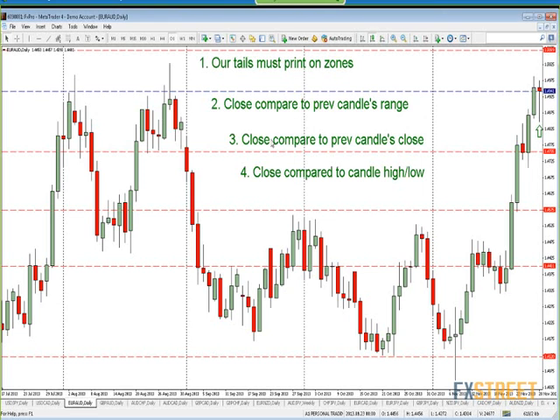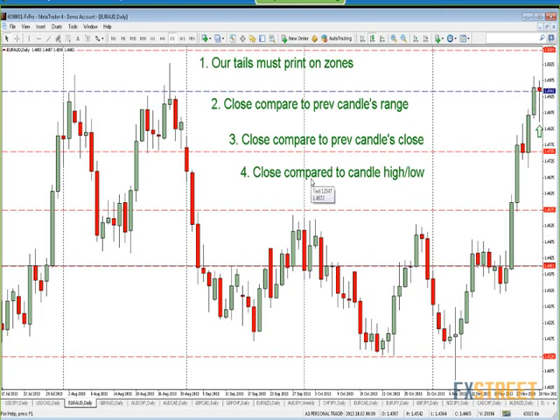Check. How does the close compare to the previous candle's close? Well, it's right there, really. I mean, yes, it's a little bit lower, but it's still above the zone, and it's really, really close. The close is 49.43. The previous candle's close was 49.54. So it's 11 pips lower, but it's right there. So that's an okay one. The close is comparing favorably, at least not negatively, to the previous candle's close. It is a little bit lower, I'll give you that.